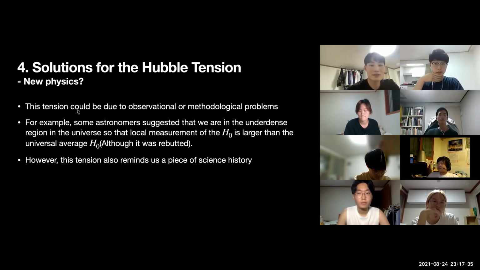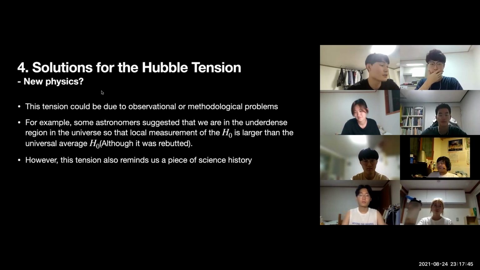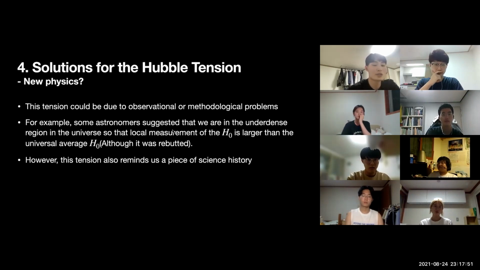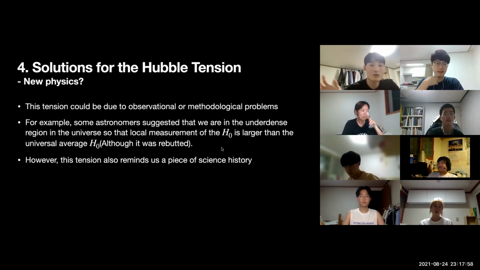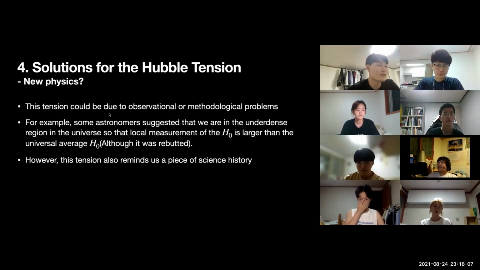So there is a problem, then we should solve this. And it could be just due to observational or methodological problems. For example, some astronomers claimed that we live in an underdense region in this universe, so that the local measurement of the H0 is larger than the universe average, because the other overdense regions will attract our underdense region, so the H0 around us is larger than the universe average.